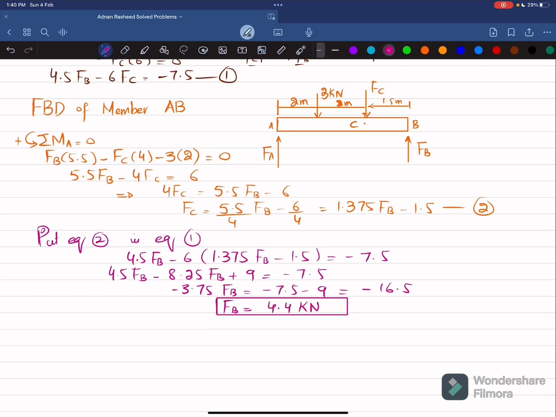Now what we will do is put FB in equation number 2. So you will get FC equal to 1.375 times FB, which is 4.4, minus 1.5, and you will get FC equal to 4.55 kilonewton.